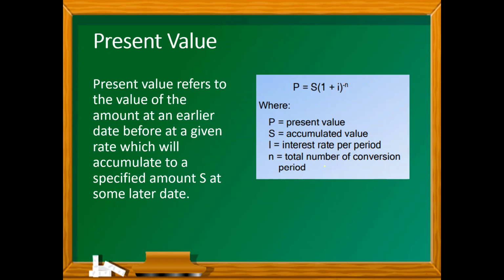And n equals the total number of conversion periods. So n equals the product of t and the compounding period. In other books, you will also encounter this formula, PV equals FV all over quantity 1 plus i to the n. So exactly the same formula as presented here. So whichever formula you use, you'll come up with the same correct answer.